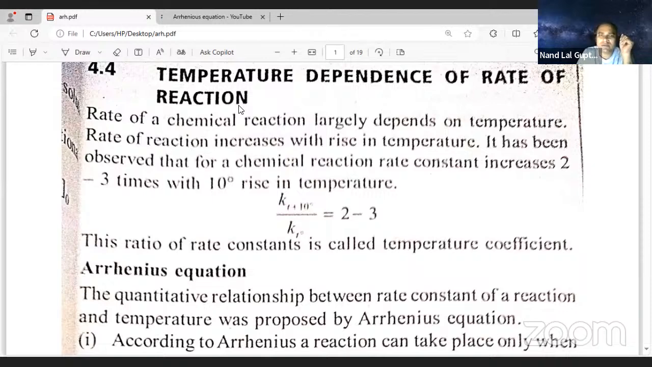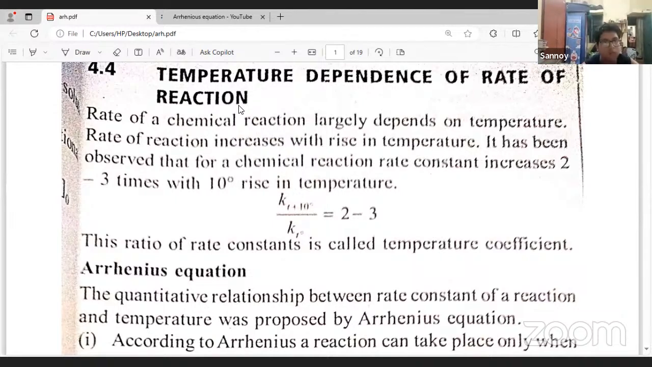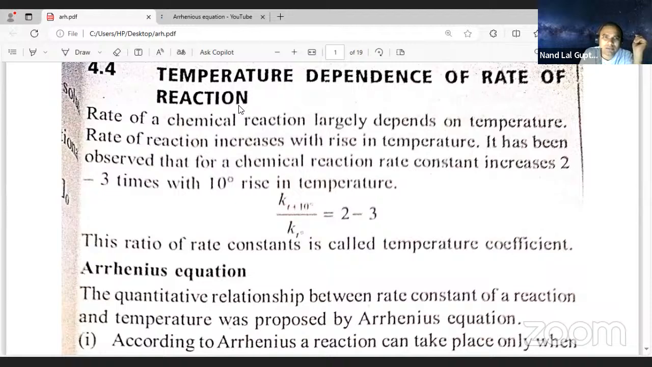For example, let me move this one. The collision should be a proper collision. Suppose the molecules are colliding head to head, this is a proper collision, and it will give rise to product. For example, suppose here is carbon, this is hydrogen, this is hydrogen, and this is chlorine.